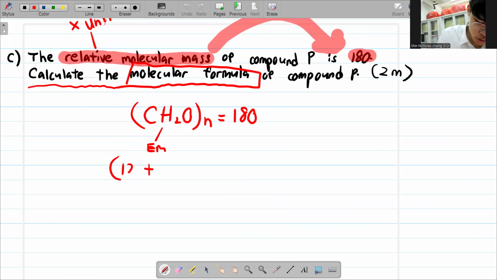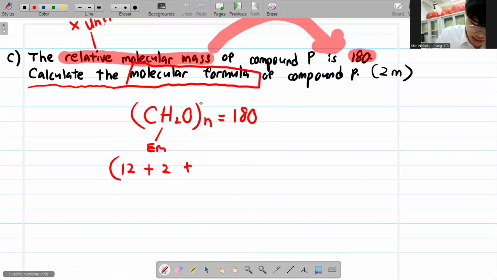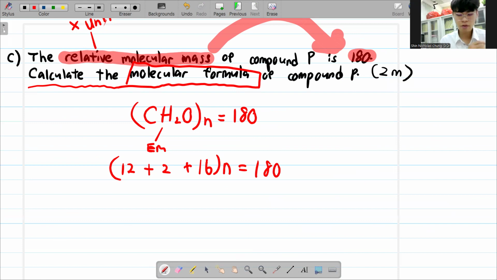So 1 times 2 equals 2. And then my oxygen is what? My oxygen is 16, right? So add up with 16. And then put your N here. Just copy and paste everything. And then what you're going to do is, of course, add them all up. So what you get is 30. And then copy and paste again.